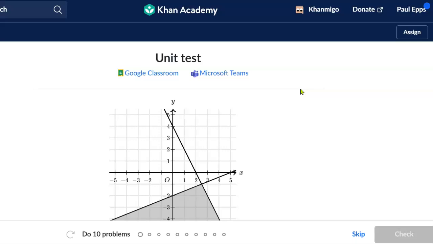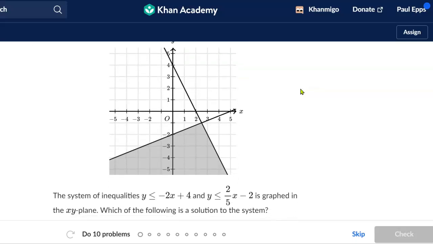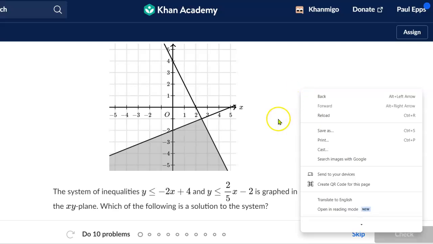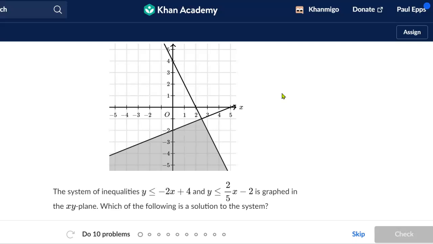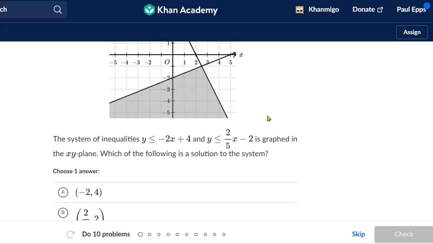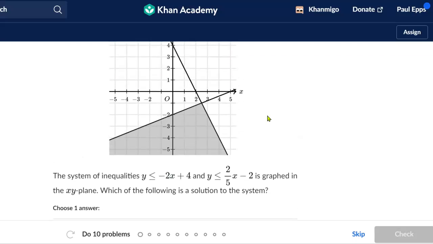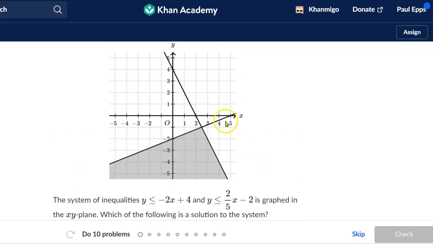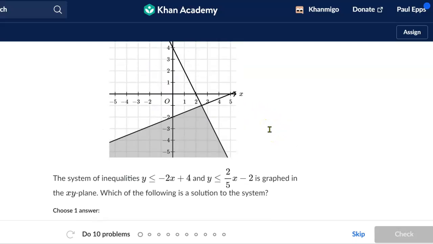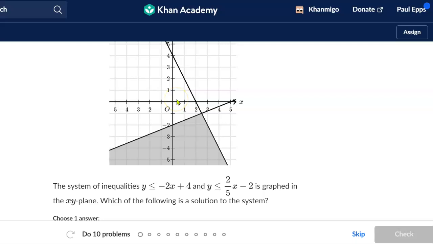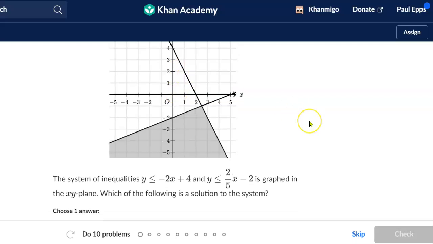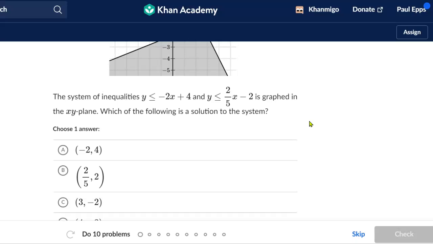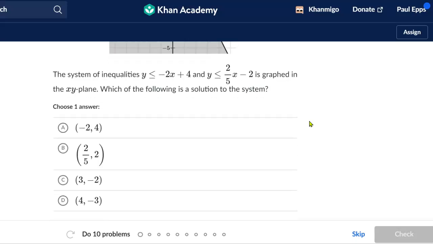And let's take a look. So we've got a system of inequalities graphed here. Which of the following is a solution to the system? Okay. -2, 4. That's up here. That's not a solution. 2/5 and 2. 2/5 is somewhere around here, but 2, no. It's not going to be. There really shouldn't be any positive y coordinates.